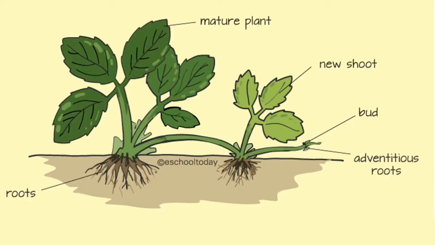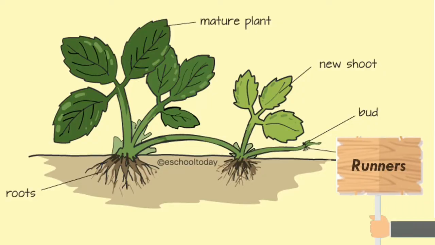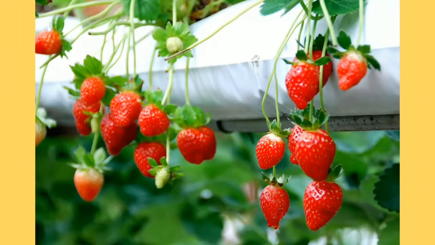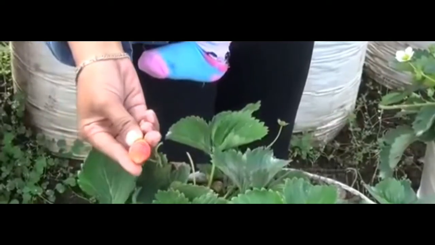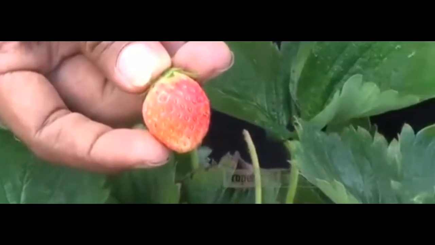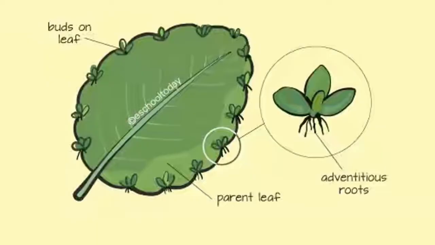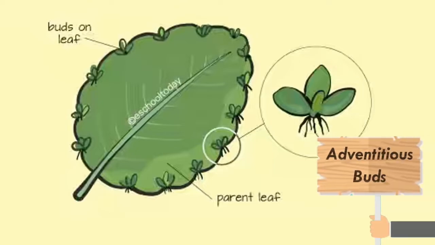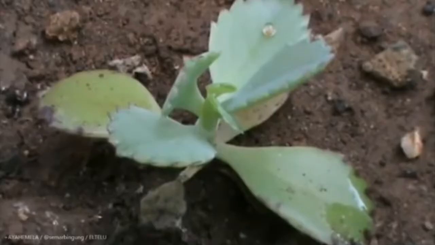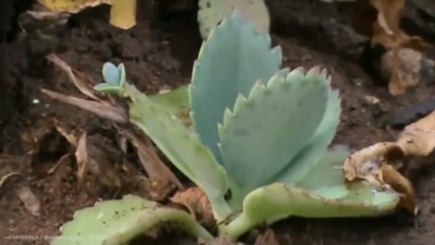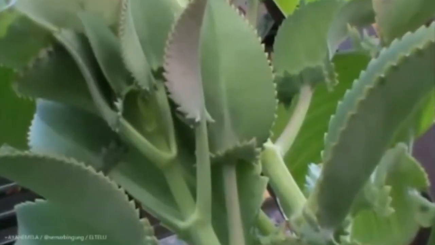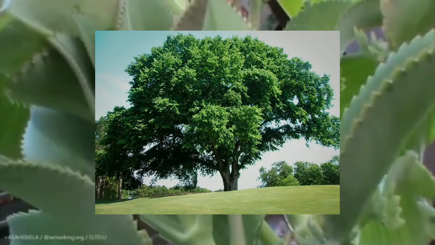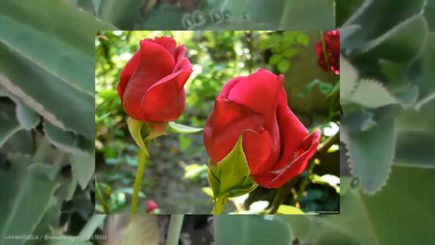2. Runners or stolons are important reproduction organs in strawberry, numerous grasses, and some ferns. Stolons spread above the ground. 3. Adventitious buds form on roots near the ground surface or on damaged stems. Species that characteristically reproduce using adventitious buds include elm, dandelion, and many members of the rose family.